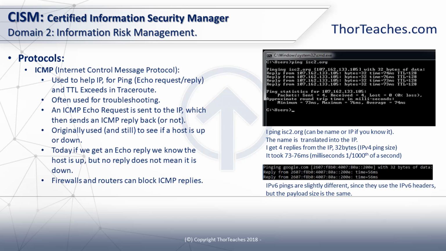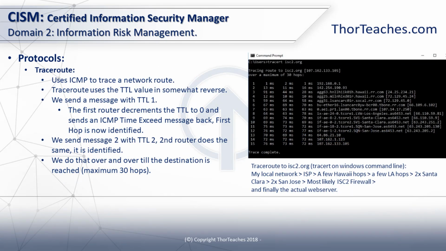And on the bottom right here, we see a ping towards an IPv6 address. It looks very much the same. Obviously it uses the IPv6 header, but it still uses 32 bytes of data, and we get the response time in milliseconds. So both of these are 56 milliseconds. That's just above a 20th of a second. Traceroutes take it just a step further. They still use ICMP packets, but it uses the TTL or the time to live values somewhat in reverse.